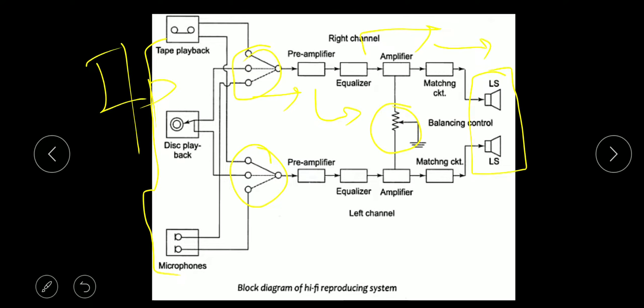Here we have seen the different sections. The first is the input section, which includes the conversion of sound into electrical, then the pre-amplifier section, then the equalizer, then the power amplifier with balancing circuit, then the matching circuit, and finally the output section of the loudspeaker.